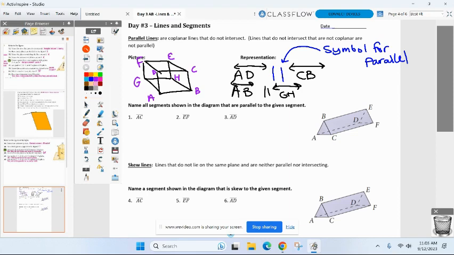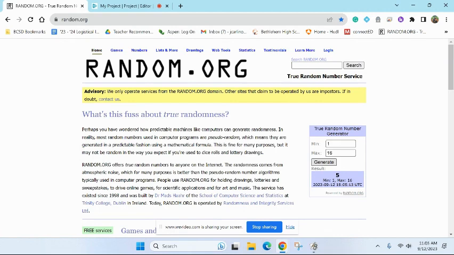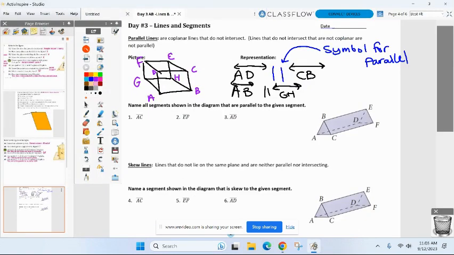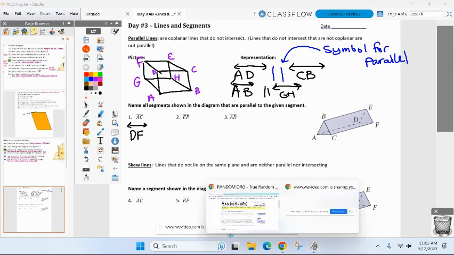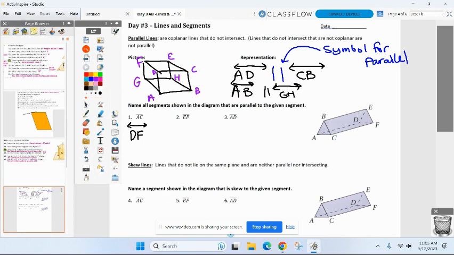All right, AC. What are you finding? Give me something that's parallel to AC. DF. Good job. Something that's parallel to EF. Let's keep this train rolling. BC. Good. And then finally, how about something that's parallel to AD?